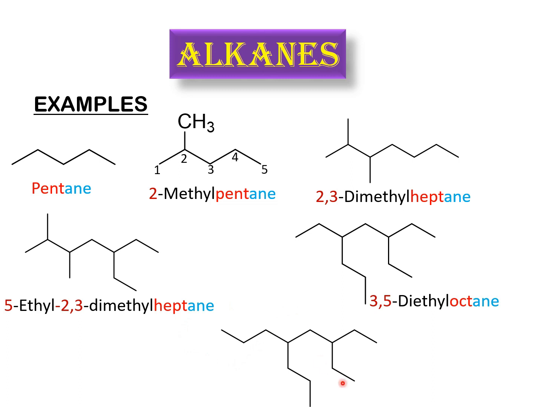So from this end they are at 3 and 5. From this end again they are at 4 and 6. So we start from here, 1, 2, 3, 4, 5. So this is a 3-ethyl 5-propyl. Again we use the alphabetical order, so E comes first, followed by P. So this is a 3-ethyl 5-propyl octane, for the 8 carbons in the chain, and ANE is the ending of the name. So this is how you name alkanes according to IUPAC system.